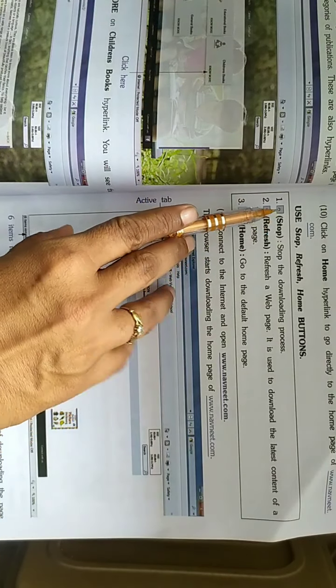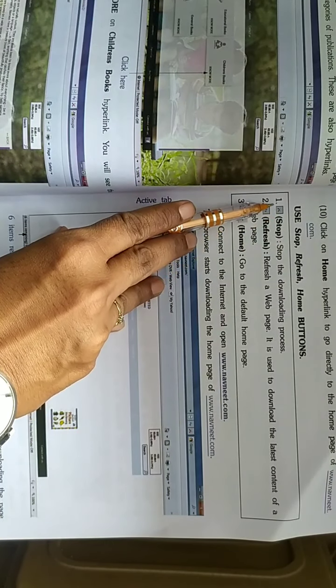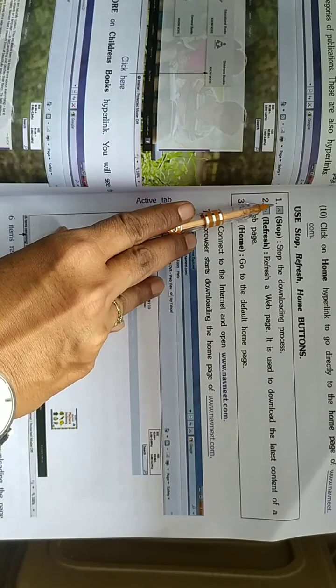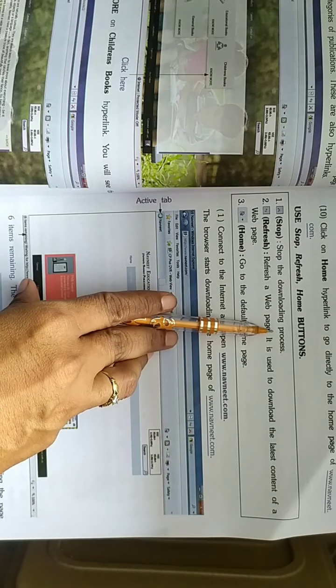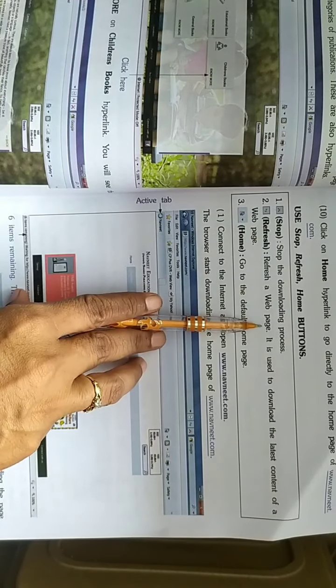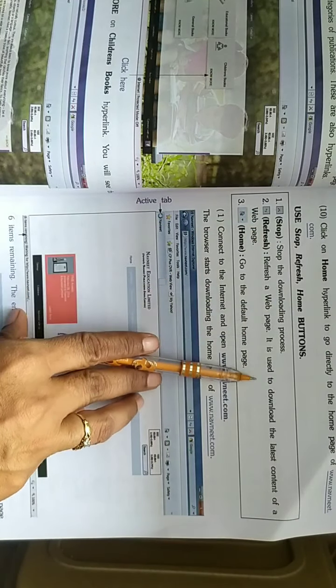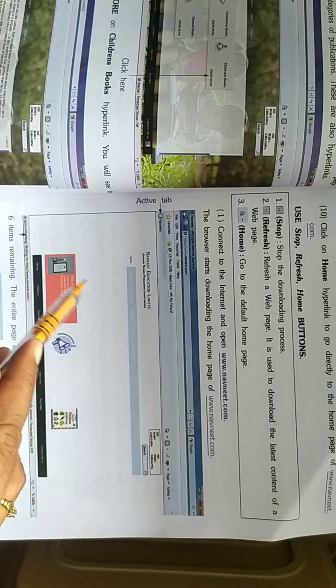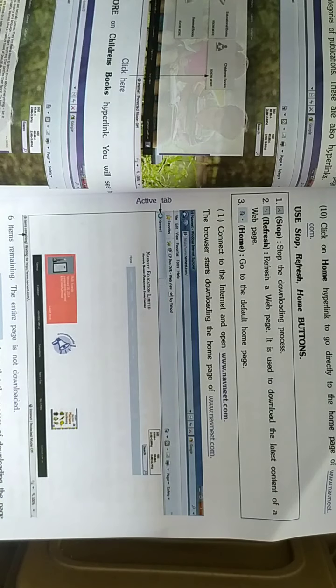Here are some buttons. This is the stop button. That means stop the downloading process. If you want to stop your downloading process, you have to use the stop button. The refresh button refreshes a web page. It is used to download the latest content. With the help of the refresh button, you can download your latest content.